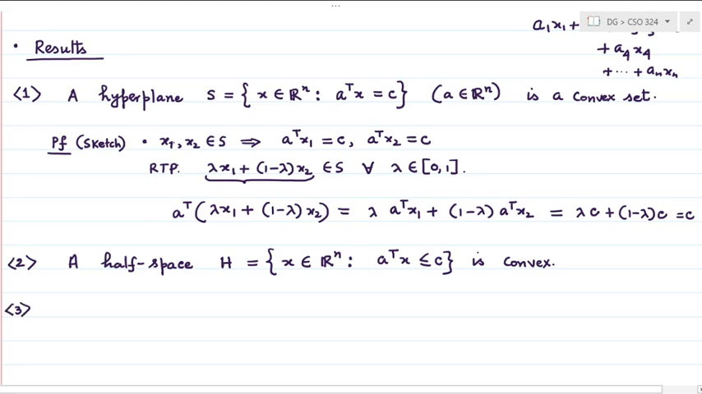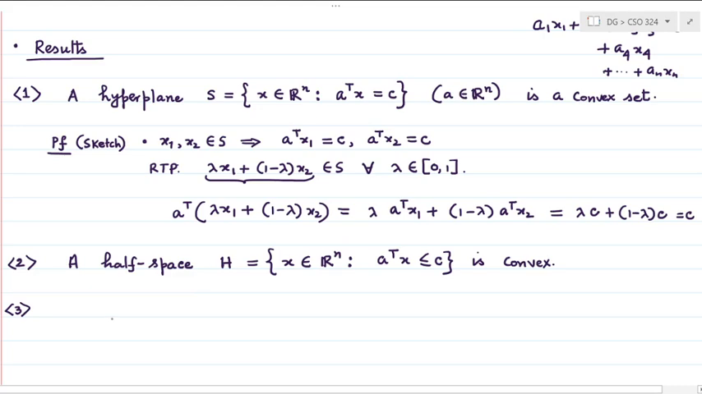You just again take x1, x2 in S. So A transpose x1 is less than or equal to C, and A transpose x2 is less than or equal to C. And then you prove that A transpose of this expression is less than or equal to C. Very simple it is. Because lambda and 1 minus lambda are non-negative quantities, this inequality will be intact. And you just prove this on your own.